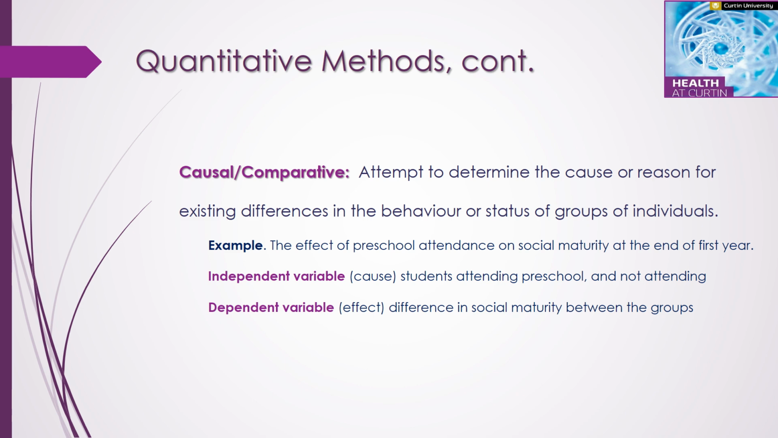Causal or comparative methods attempt to determine the cause or reason for existing differences in behavior or status among groups. For example, looking at the effect of preschool attendance on social maturity at the end of the first year. The independent variable is preschool attendance, while the dependent variable is the difference in social maturity between groups.